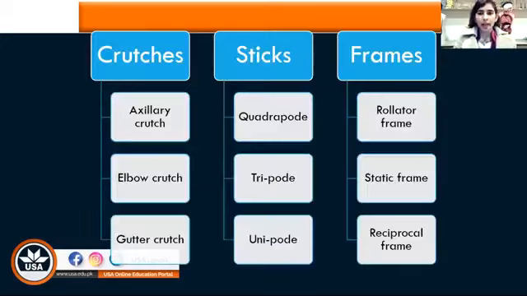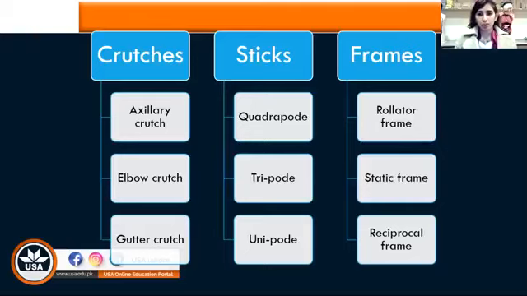So, moving to the types of the walking aids that are present in our vicinity, a physiotherapist can recommend a patient these types of walking aids. Number one are crutches. So, crutches can be offered in three types: auxiliary crutches, elbow crutches, gutter crutches. Then come sticks. Sticks can be of three types.